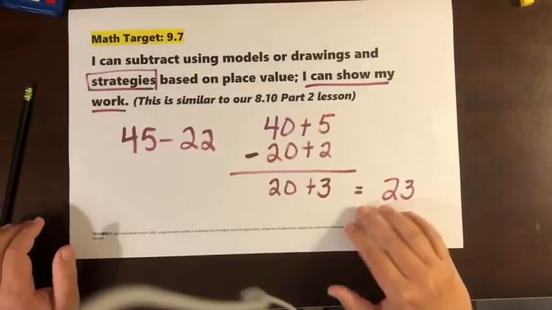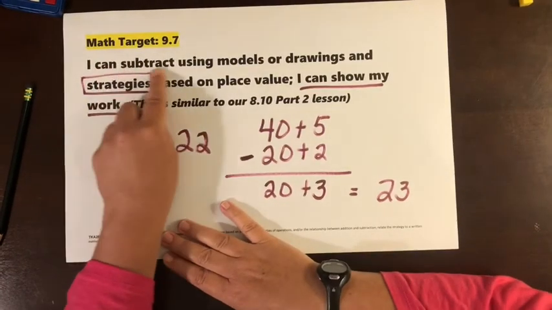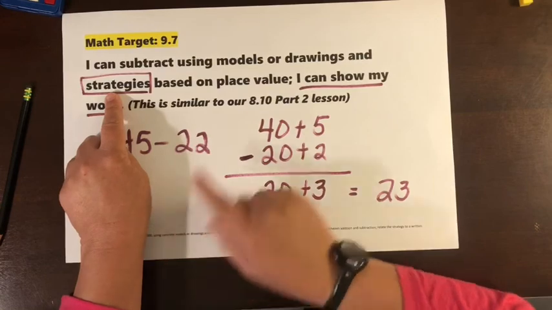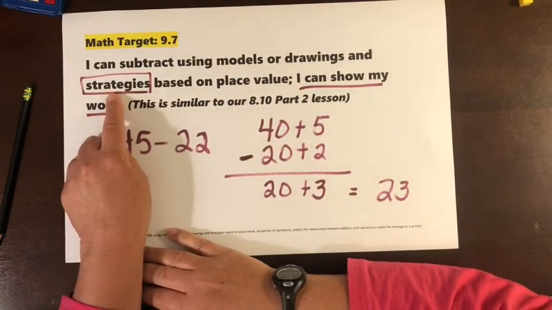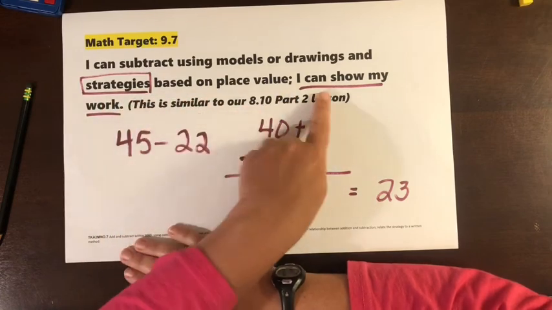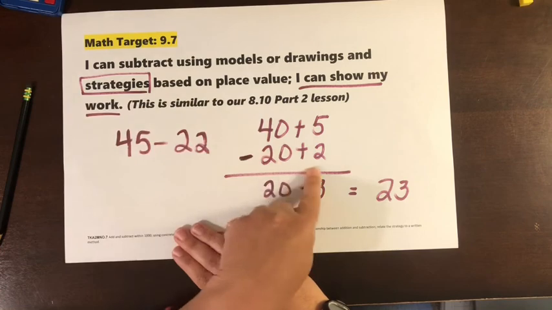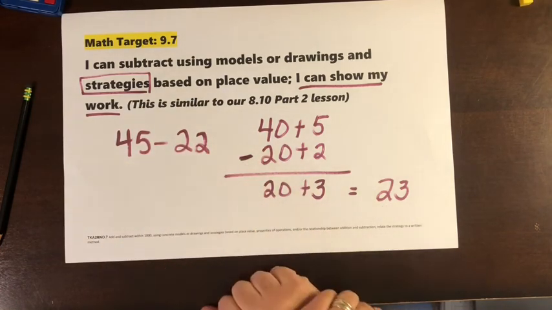Closing out our short math lesson, let's go back over our target for 9.7. I can subtract using models or drawings and strategies. The model that we were using is the expanded form, and the strategy was to be able to show all of our work. So 45 minus 22, you're expanding the number out on both of them, subtracting it out, and coming up with your answer.